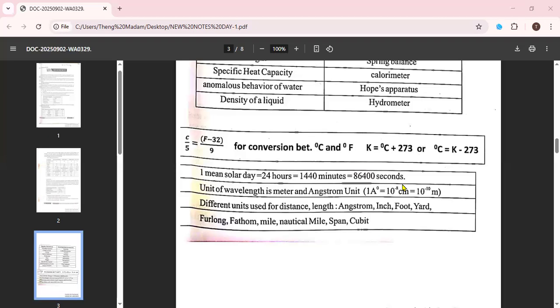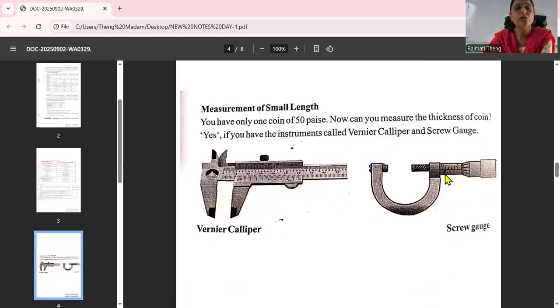The unit of wavelength is meter and the angstrom unit. Different units are used for distance: angstrom, inch, foot, yard, furlong, fathom, mile, nautical mile, span, cubits. Those are the different units. So, measuring of small length.